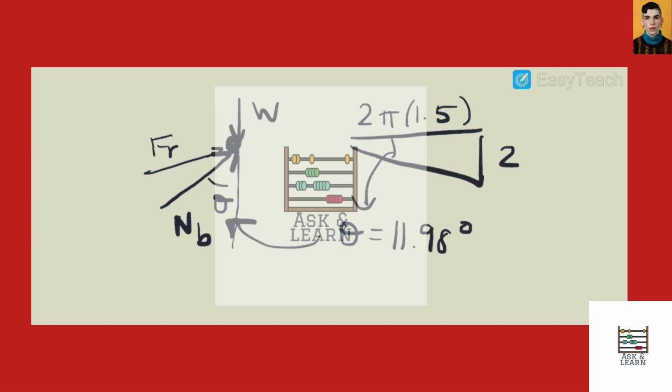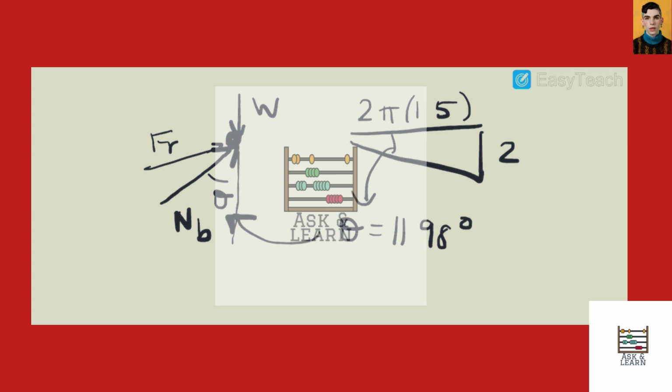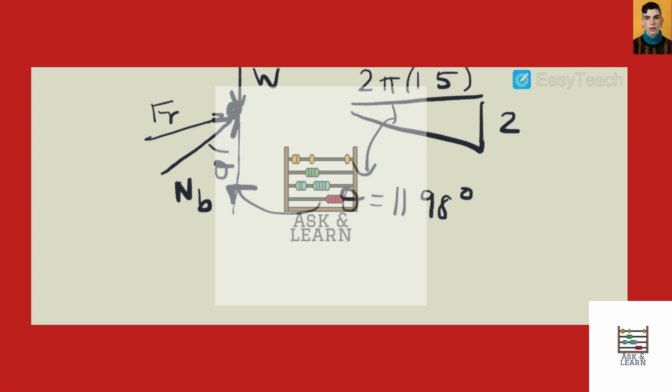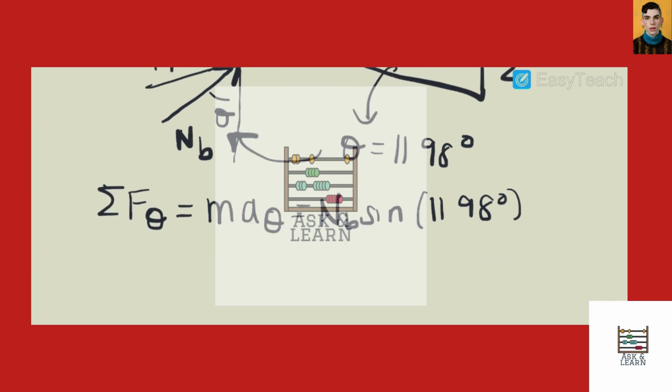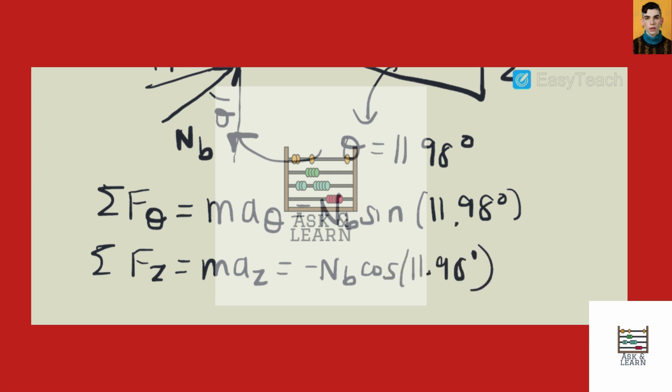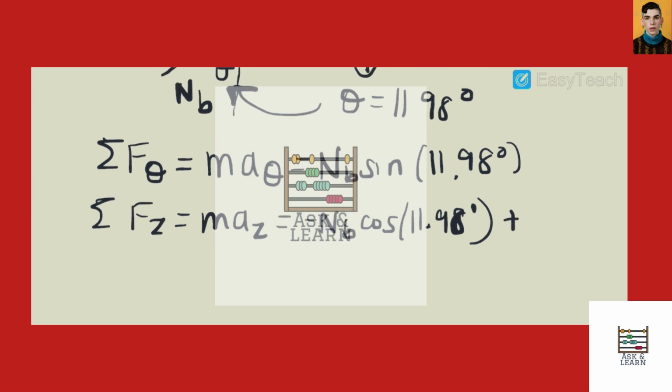So using this information, we can go ahead and write down Newton's second law. We can say that the net force in the theta direction is simply going to be equal to m times a theta, which is equal to NB sine 11.98 degrees. And then our net force in the z direction will be equal to m times az, which is equal to negative NB cosine 11.98 degrees, plus our weight force.